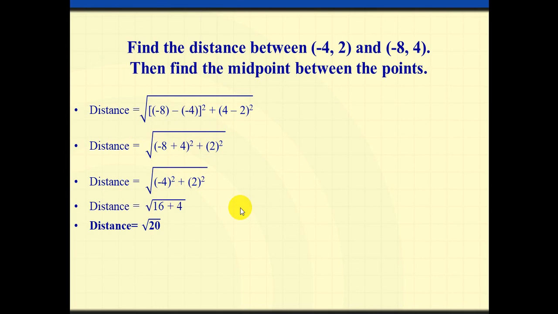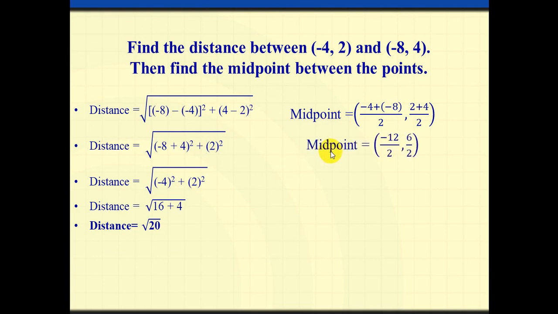To find the midpoint between these 2 points, we get the average between the x's and the average between the y's. The average between x's is -4 plus -8 over 2. The average between y's is 2 plus 4 over 2. The midpoint equals -12 over 2, positive 6 over 2. The midpoint equals -6 and 3.